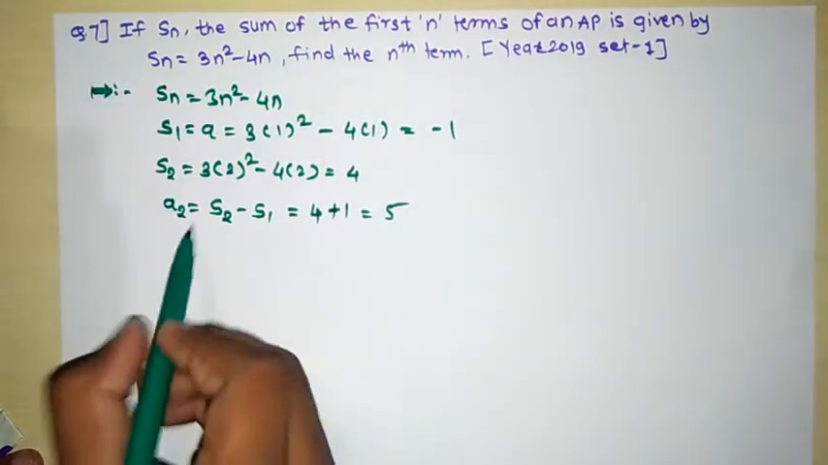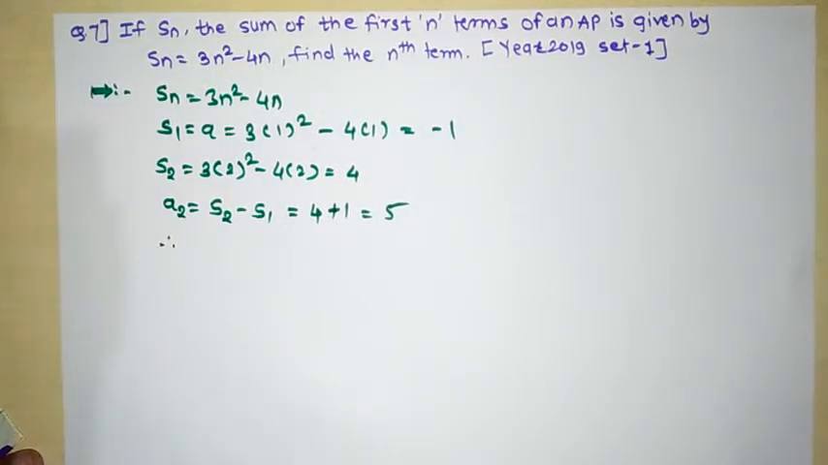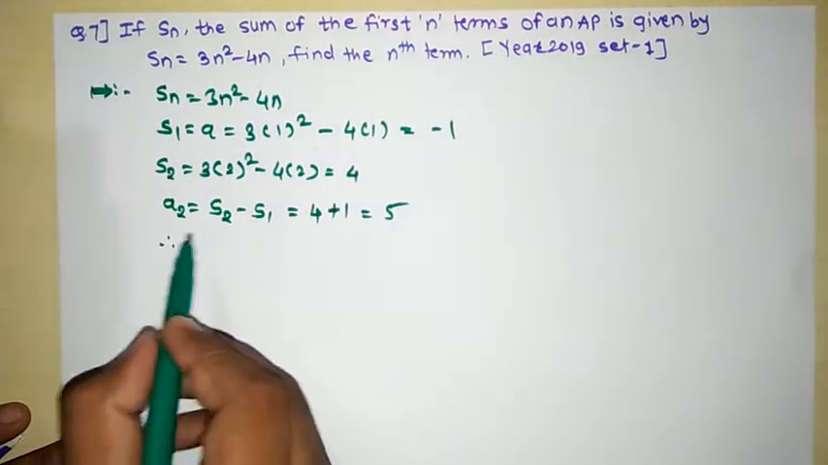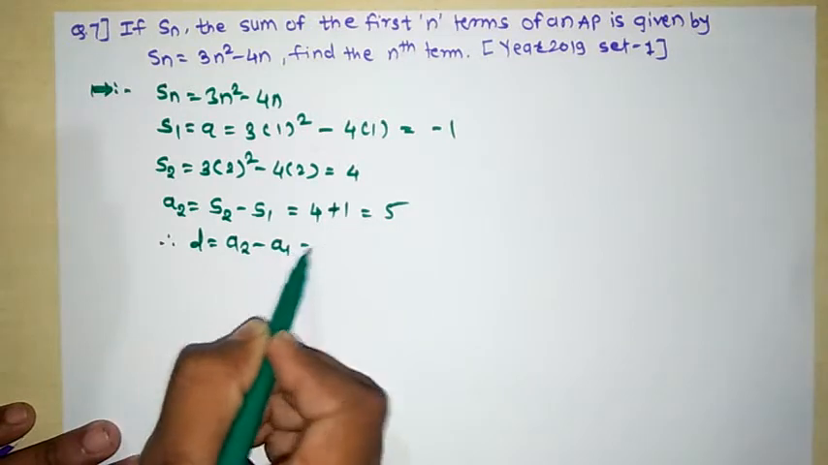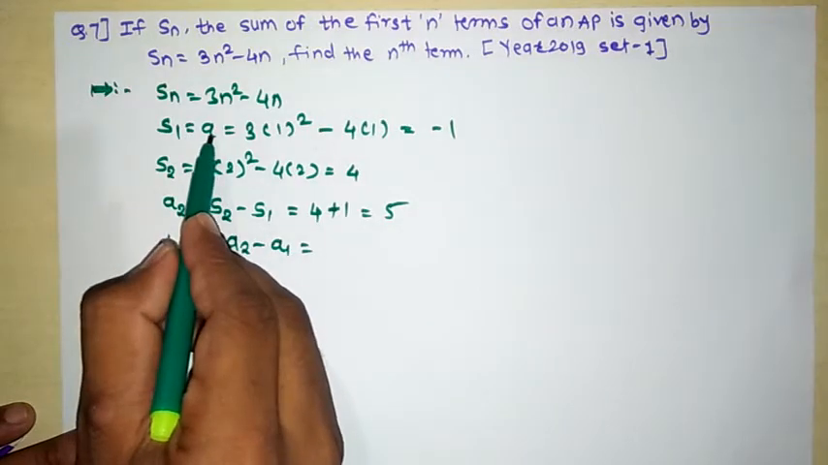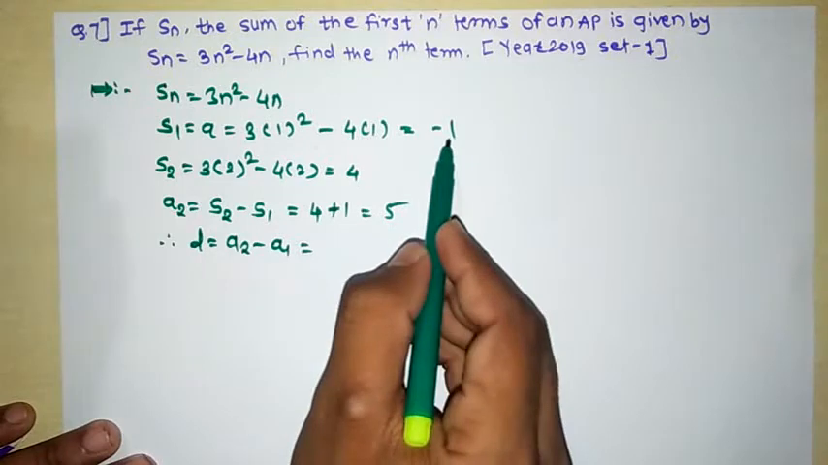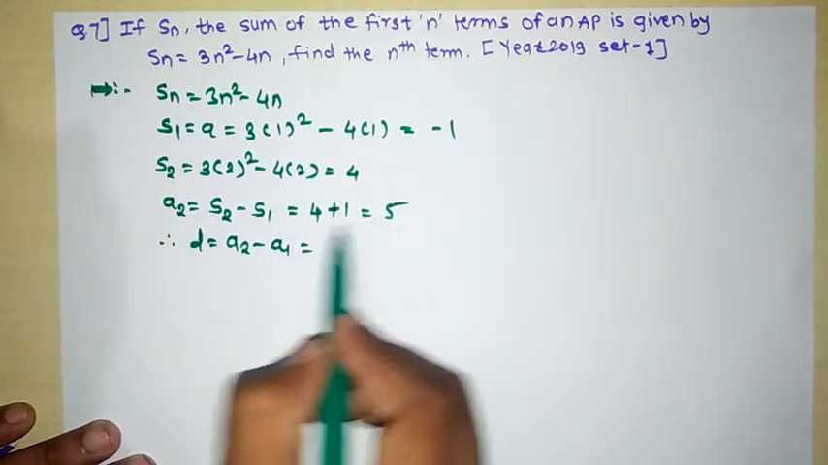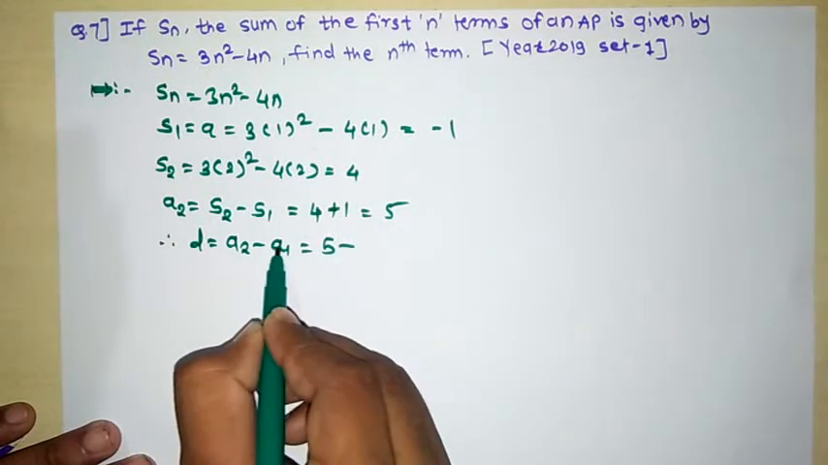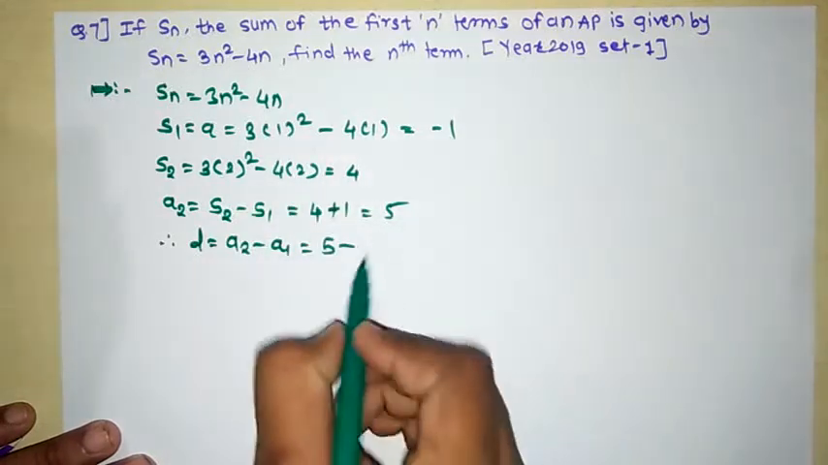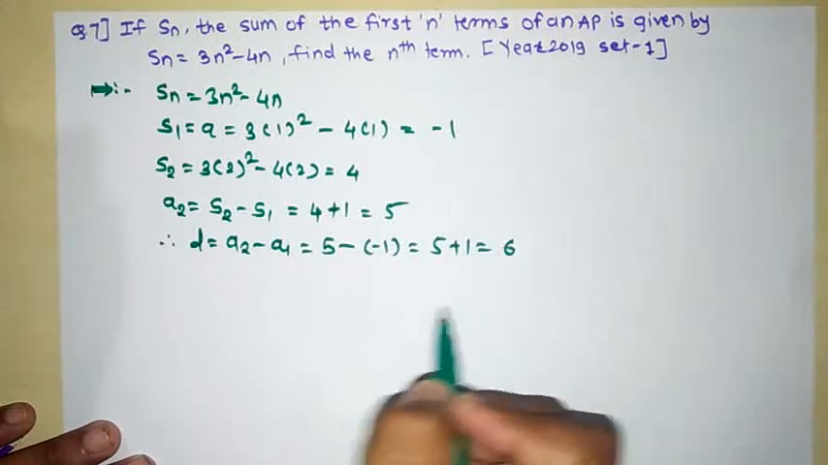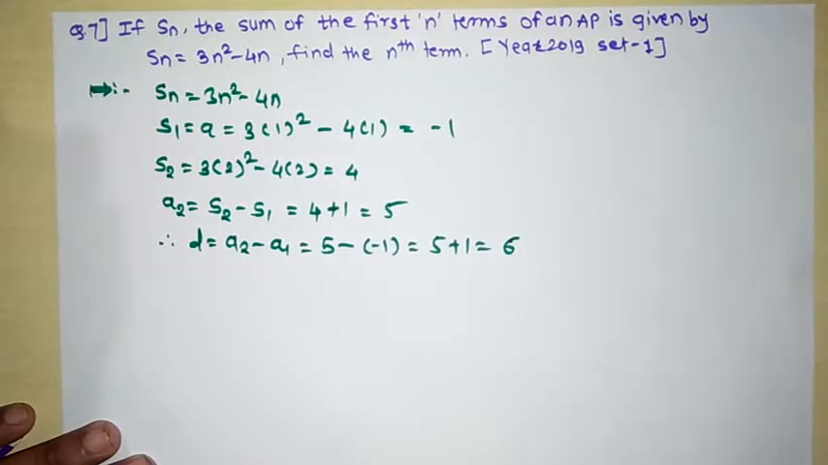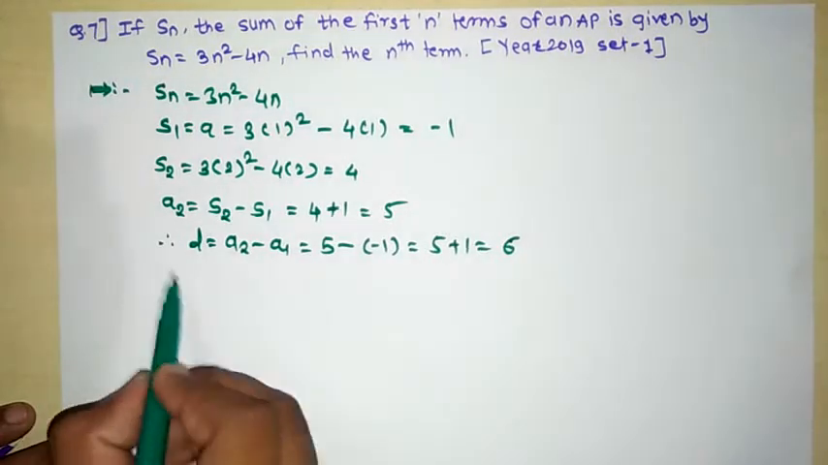Now from this can we find the common difference? Therefore now we can easily find the common difference d, that is d is equal to a2 minus a1. a1 is the first term. Here we got S1, that is a, which is nothing but the first term, is equal to minus 1, and a2 is equal to 5. So 5 minus a1, a1 is minus 1, which is equal to 5 plus 1, which is equal to 6. Now we got here common difference is equal to 6.